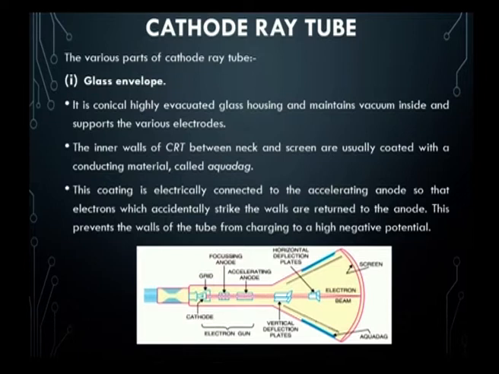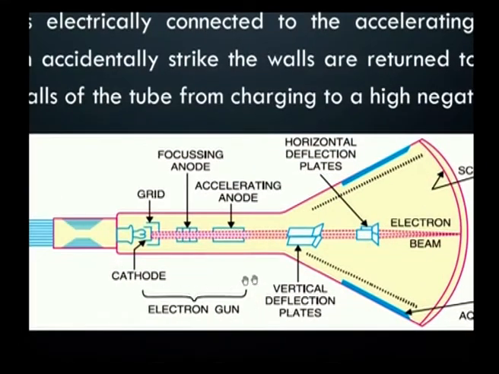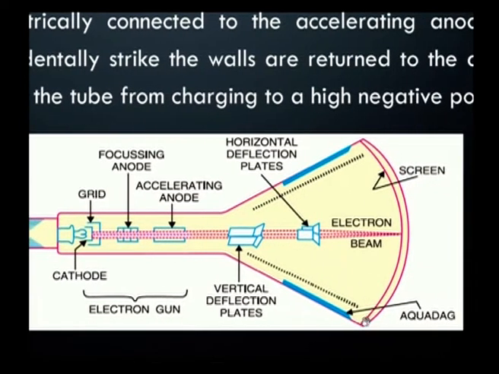This glass envelope typically looks like this. It is conical in shape and highly evacuated inside, and it also has the anode part. The sides of the conical shape of the glass envelope are coated with aquadag material, which is a conducting material that helps in absorbing the electrons.